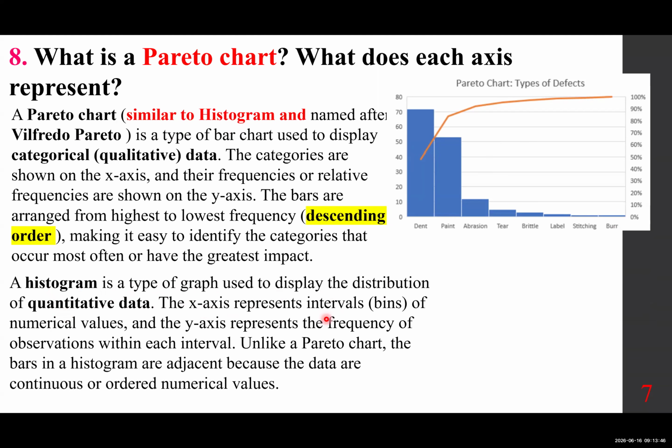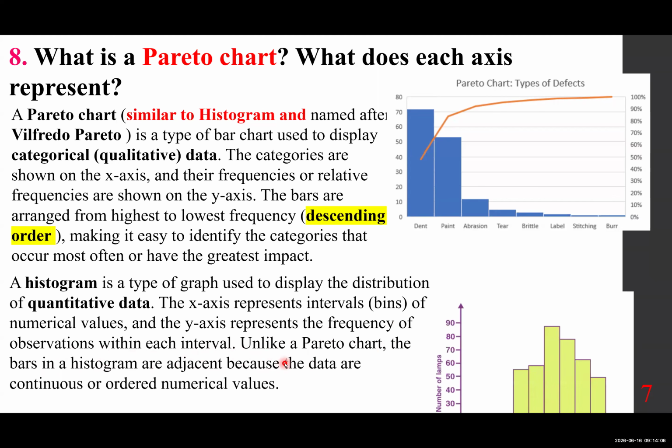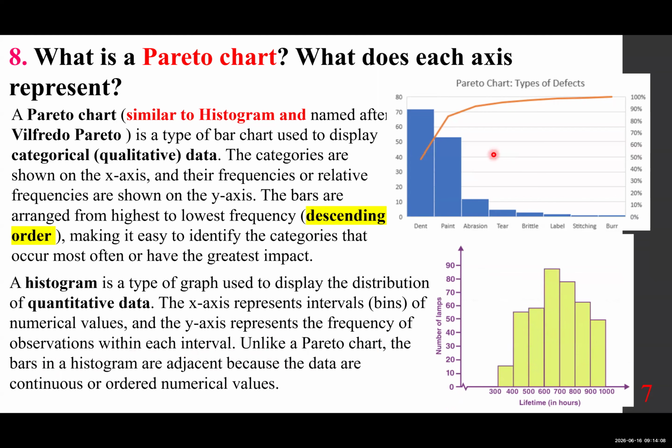The x-axis represents intervals or bins of numerical values, and the y-axis represents the frequency of observations within each interval. Unlike a Pareto chart, the bars in a histogram are adjacent because the data are continuous or ordered numerical values. So they may or may not be adjacent for a Pareto chart, but for a histogram, they must be. And as you can see along the x-axis, we have numerical intervals.